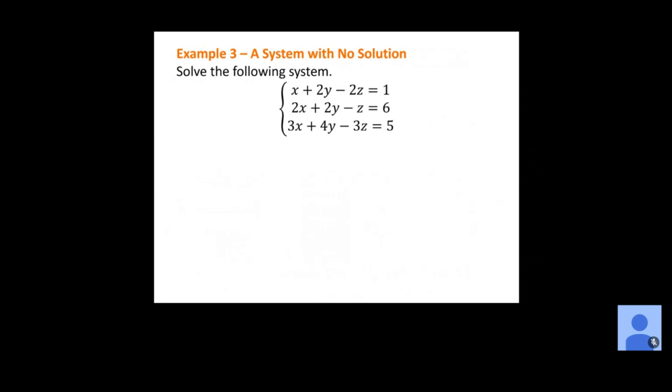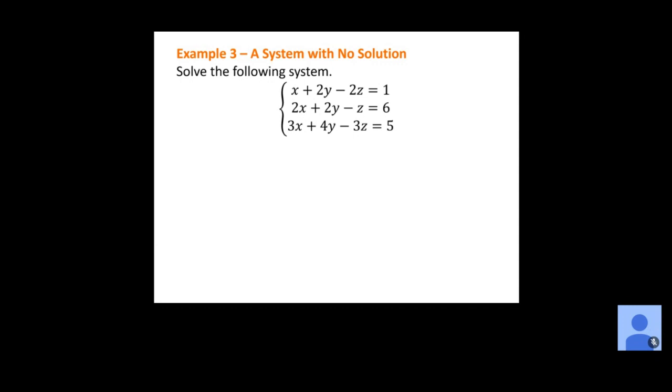All right, so I'm going to go through that same process we did on the last example. So what do you want to do first here? Okay, so you want to work with equations 1 and 2, and which variable do you want to eliminate using equations 1 and 2?